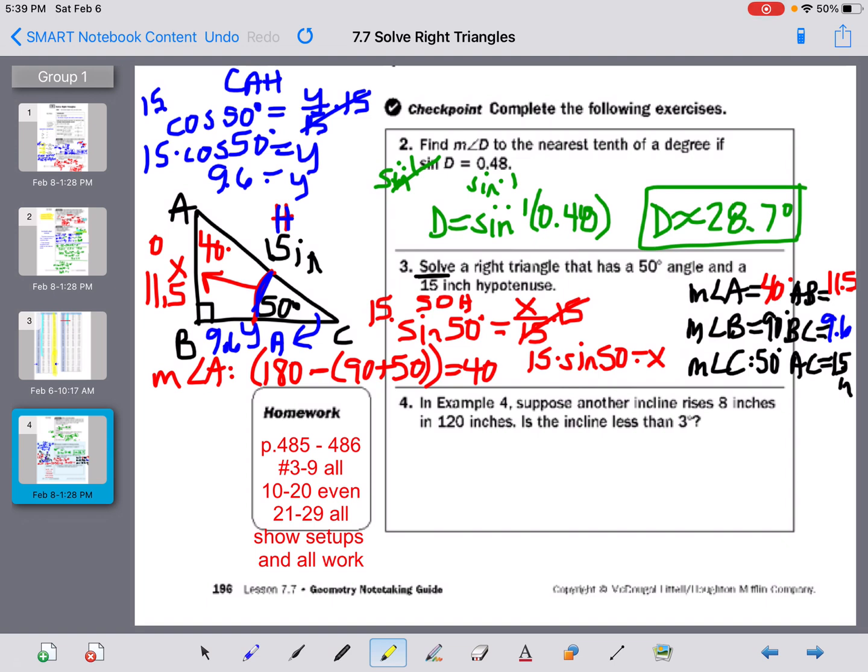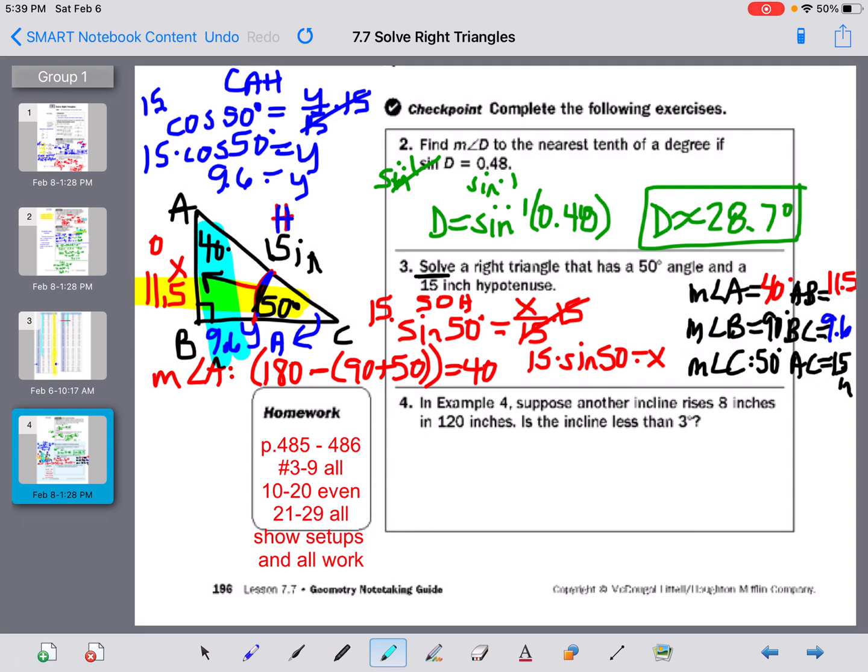Okay. Across from the 50 is 11.5. Across from the 40 is 9.6. That's good, because the bigger one's across from the bigger and the smaller is across from the smaller. So even though my picture isn't drawn to scale, our numbers make sense. Okay, did we solve that triangle? Yes, we have 6 answers, 3 angles and 3 sides.